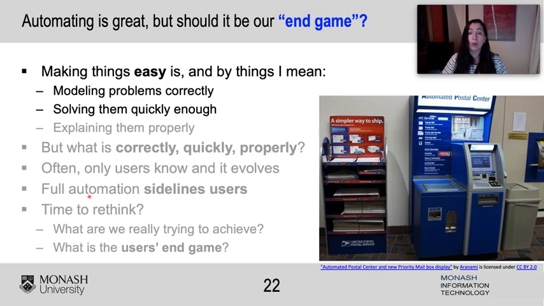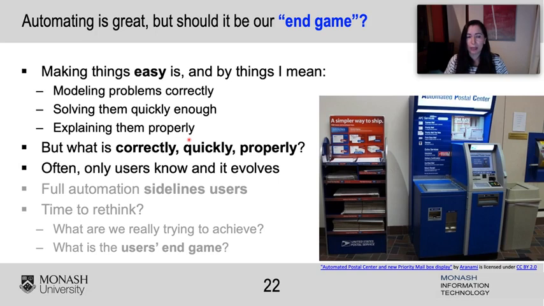But when I talk about correctly and quickly and properly, what is it exactly that I mean? Well, that's problem dependent, or really is user dependent. Only the user knows, and what it means evolves from the beginning to the end, or from one day to another one. And unfortunately, when you do automation, it tends to sideline users, tends to completely forget them.